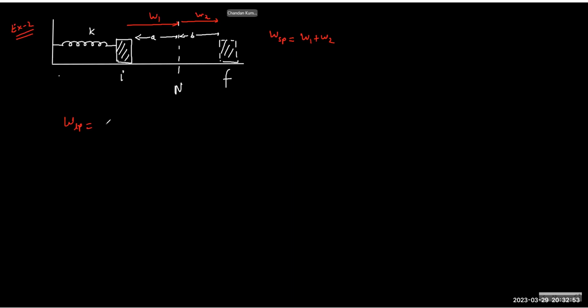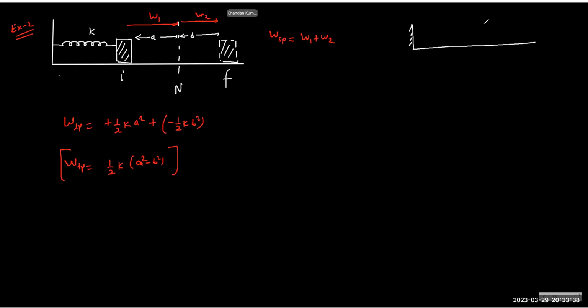W1 is positive or negative? Positive. Plus half K A square. And W2 is what? Positive or negative? Negative. Minus half K B square. It's so simple, no? What's the problem? Come on, guys. Were you confused about the concept or apprehensive about the application, like whether to apply it or not? Do you realize how to write? Yes, sir.